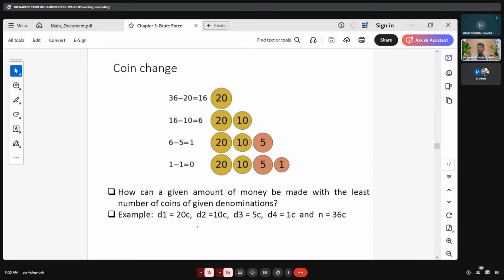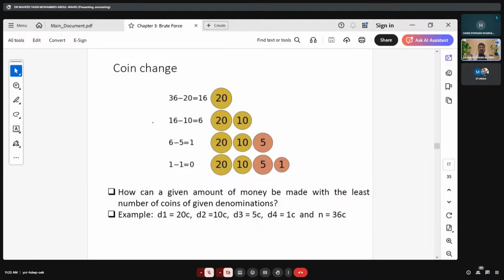Okay, this one we call the coin change problem. In the coin change problem, I have to give you the remaining change with the least number of coins. So here I have the coins 20, 10, 5, 1.